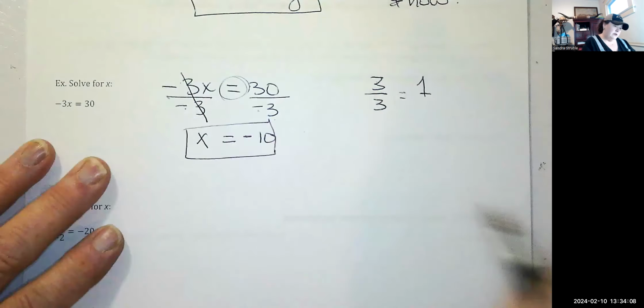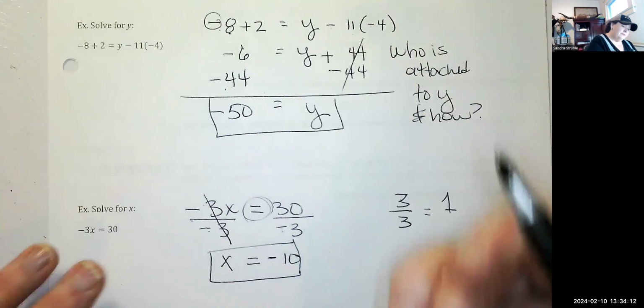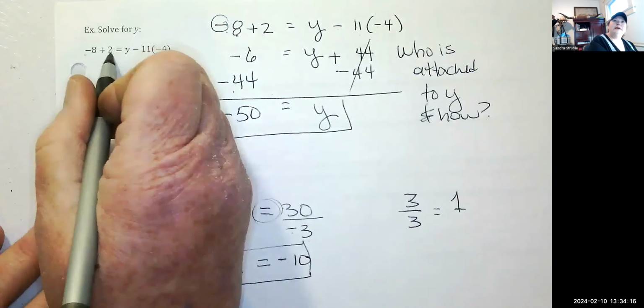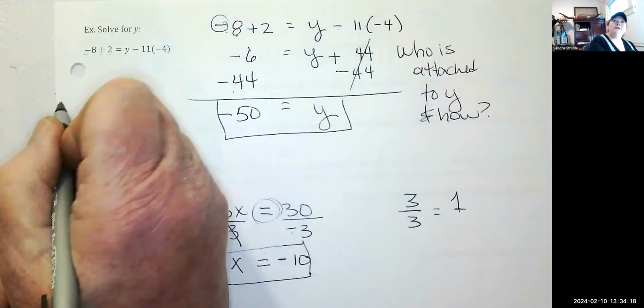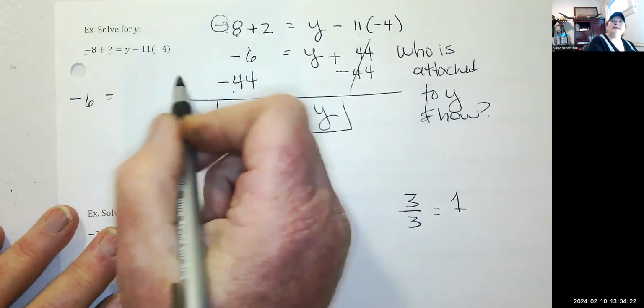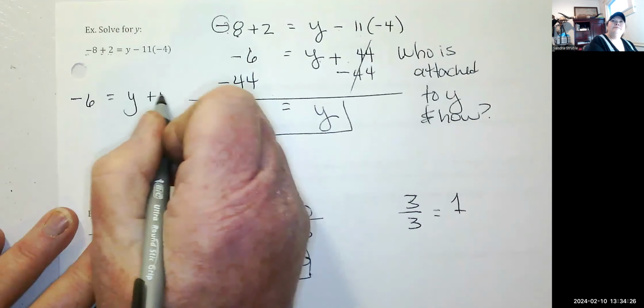All right, we didn't check that last one. I want to go back and check. We can check it, yeah. So let's check both of these. So I'm going to go ahead and do the negative 8 plus 2 we did, which was negative 6. All right, so that side's done. Now I want to see if my right side's the same. So we've got y plus 44. That's what I want to deal with.